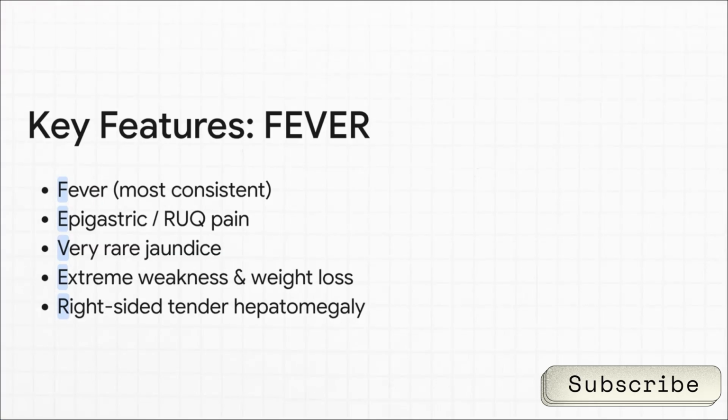And yep, you guessed it, we've got another mnemonic for you, FEVER. F is for fever. This is probably the most consistent thing you'll see. E is for epigastric pain and tender hepatomegaly, meaning a big, painful liver.